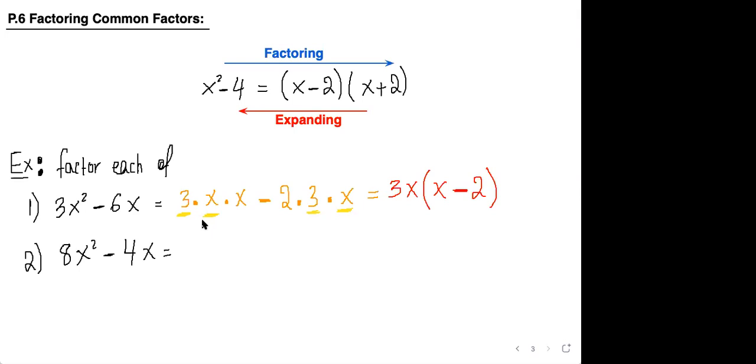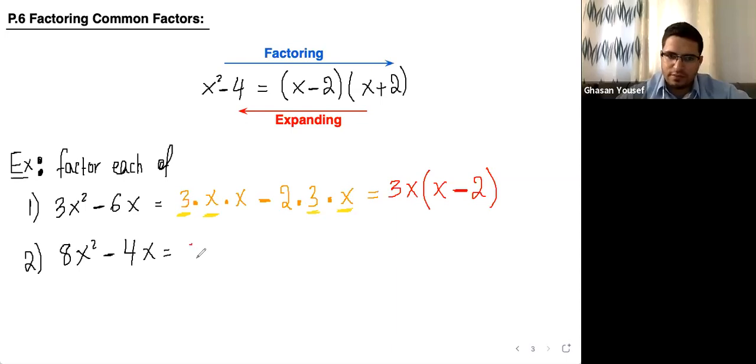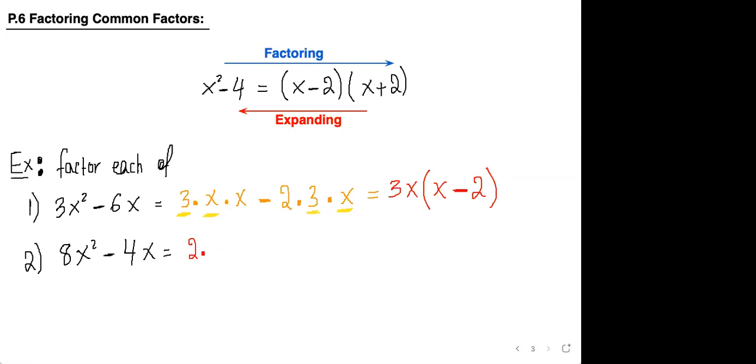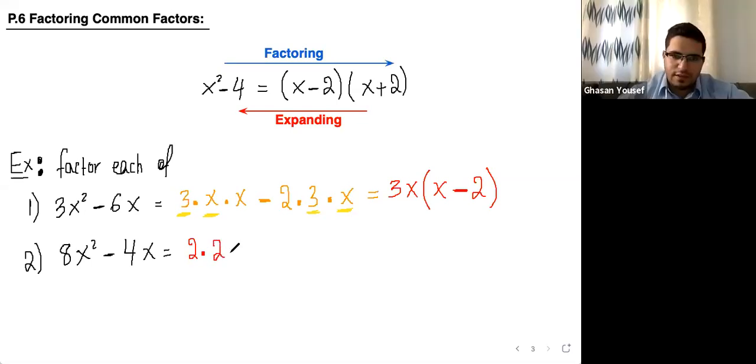So 2 times 4. Oh, you want to factor it? Okay. 2 times what? 4 times x. But I can factor the 4, right? Yeah, that makes sense. So I get 2 times 2 times 2 times x times x, minus 2 times 2 times 2 times x.